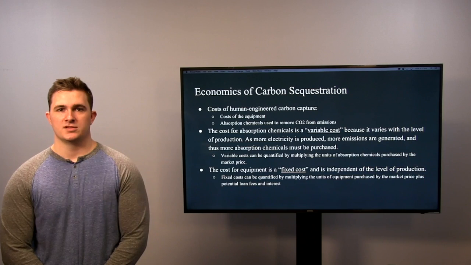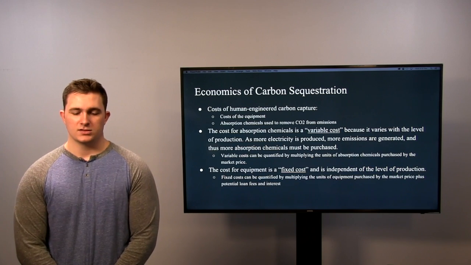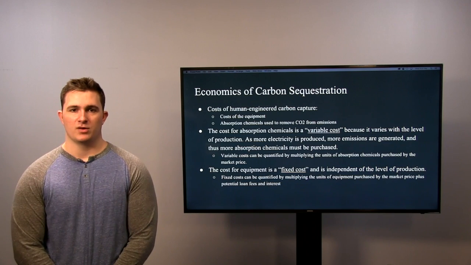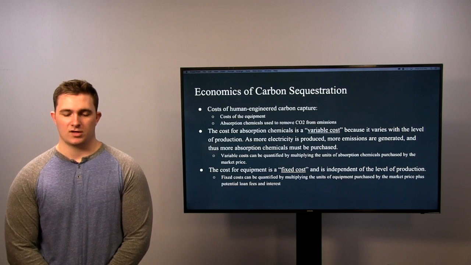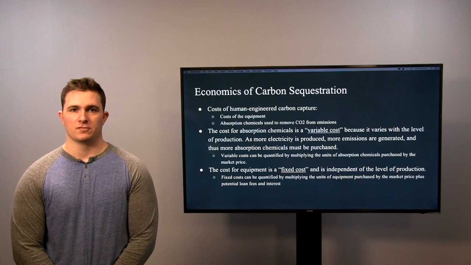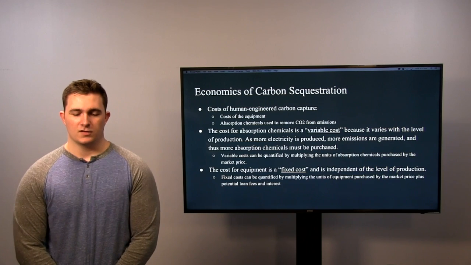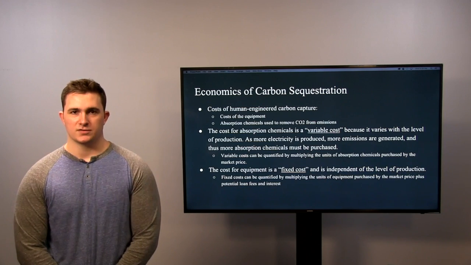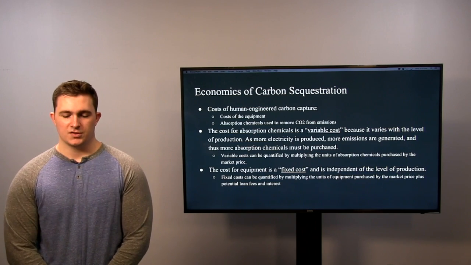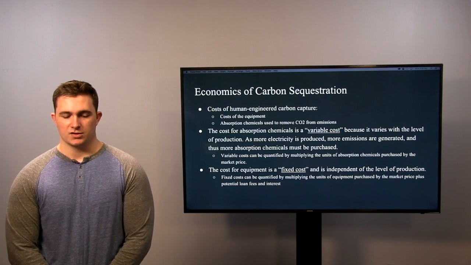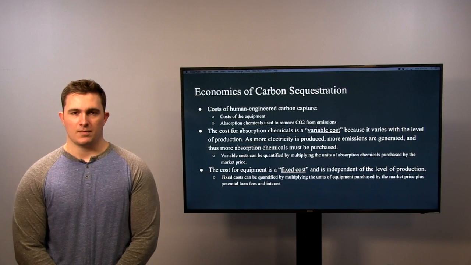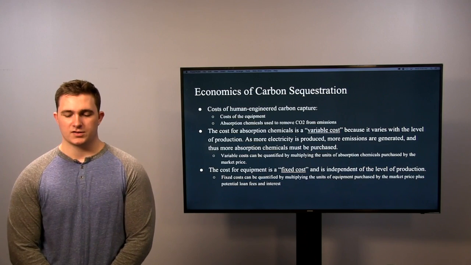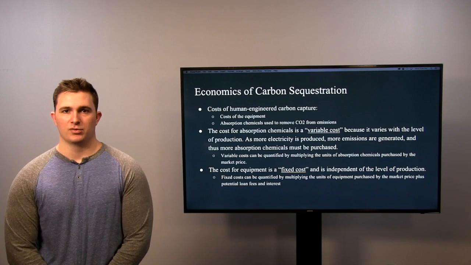The economics of carbon sequestration. Costs of human-engineered carbon capture include the following: the cost of the equipment, in addition to the cost of the absorbent chemicals used to remove CO2 from emissions. The cost for absorbent chemicals is a variable cost because it varies with the level of production. As more electricity is produced, more emissions are generated, and thus more absorbent chemicals must be purchased. The cost for equipment is a fixed cost and is independent of the level of production.